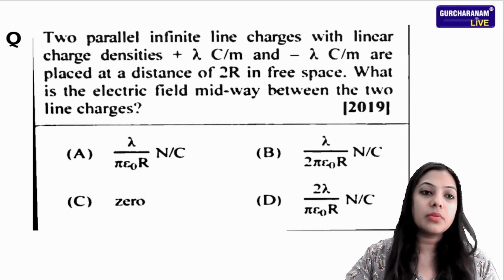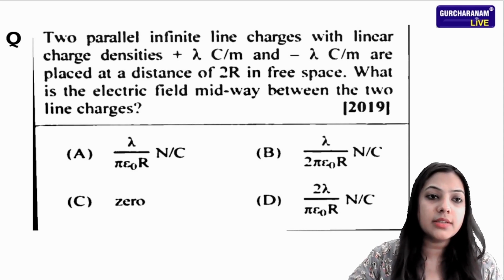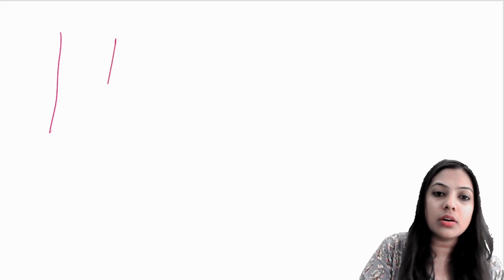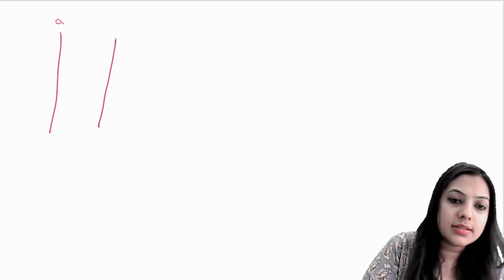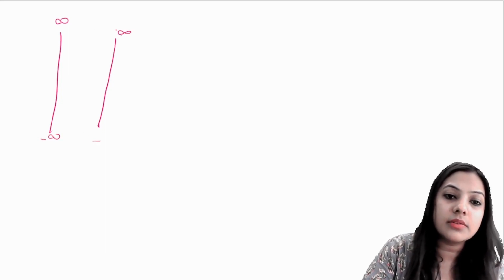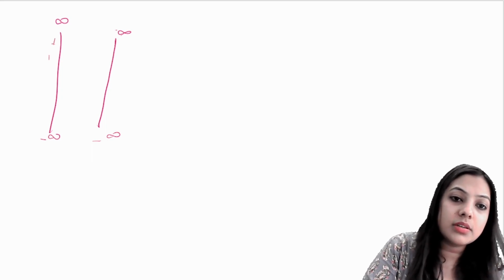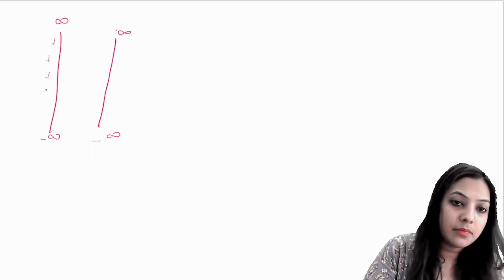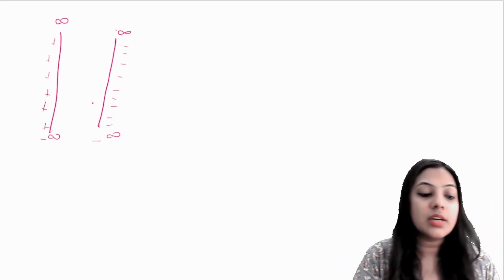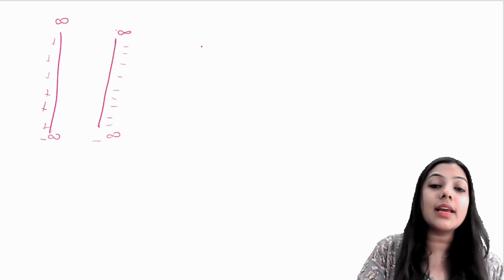These are the two line charges. We can solve this question on a blank sheet. So the two line charges are given. We draw a line, this is infinity to minus infinity, and this one also. Positive charge is distributed on this rod, and negative charge is distributed on this infinite long line charge. Now we have to find the electric field.